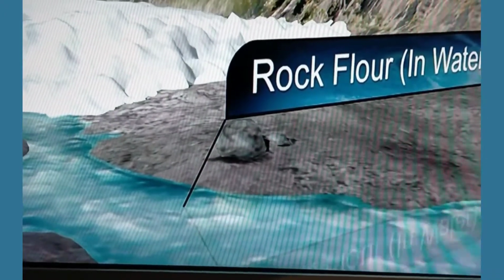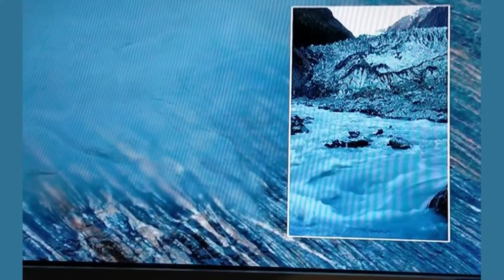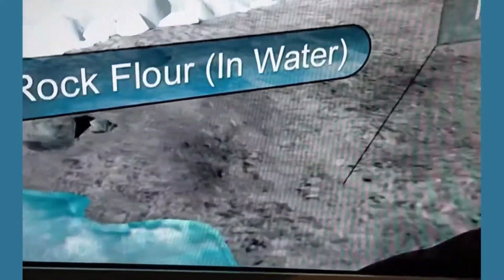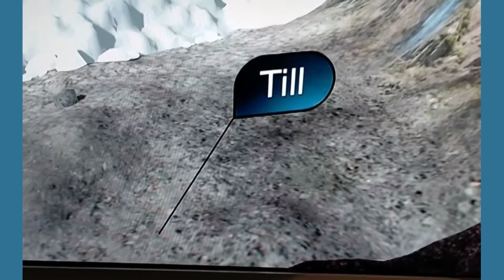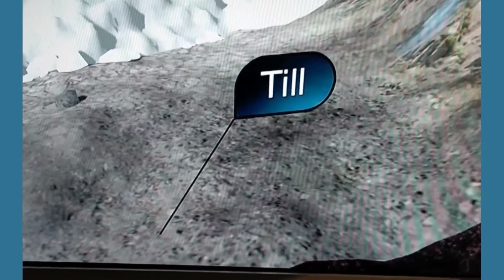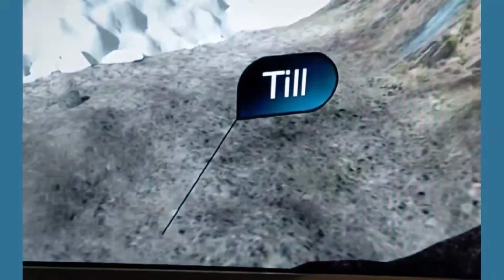Rock flour refers to the milky colour in the icy cold water that emerges from the snout. It is caused by the finely ground silt and clay that remains suspended in the meltwater. Till or tillite refers to the unstratified glacial drift that is left behind after glacial retreat. It contains everything from clay-sized particles to large boulders.